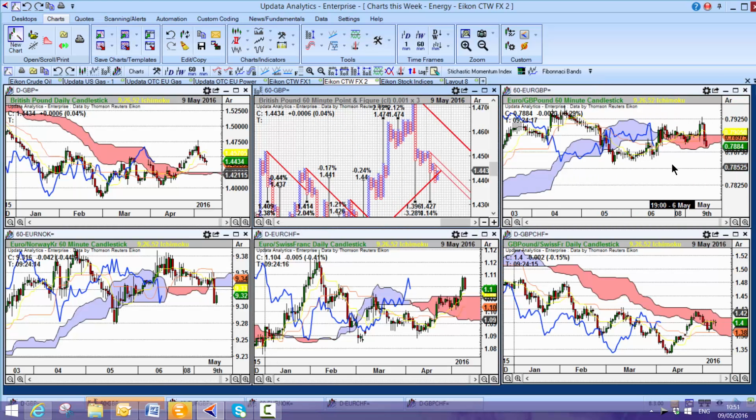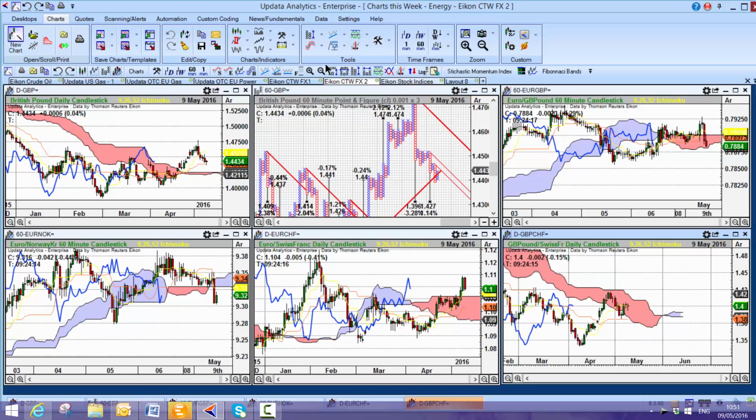Sterling euro, we're seeing here just holding steady at about 78 cents, so 78 pence to the euro. And Swiss franc, we're seeing a little bit of a recovery there, and sterling Swiss did get back up to the 1.43 level, but really still pretty bearish in the medium to long term.